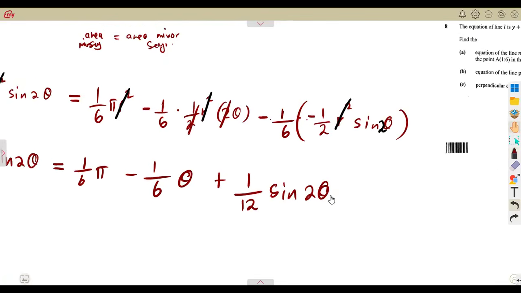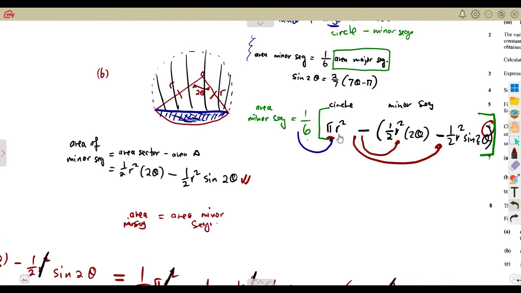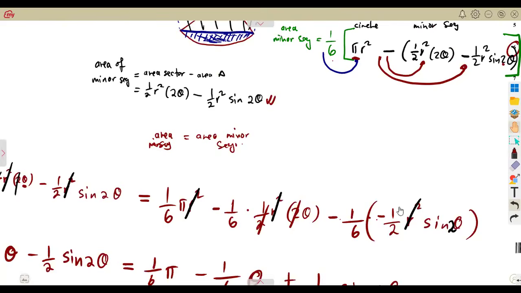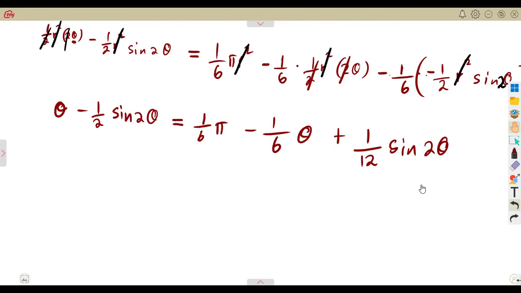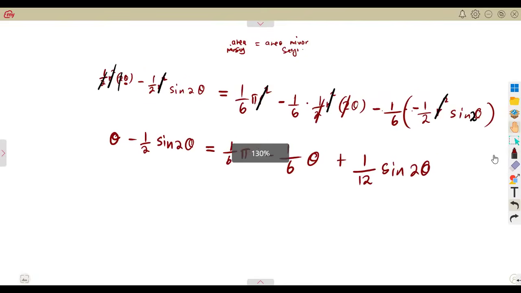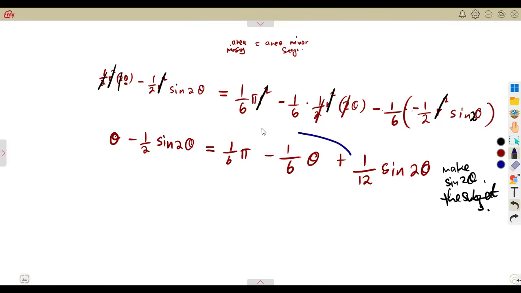The answer was written in terms of sine 2 theta. So we just have to make sine 2 theta the subject. So can we make sine 2 theta the subject? That is the question, because that answer there, sine 2 theta, is the subject. So make sine 2 theta the subject. That is what we can see, because we have got the answer. So you also have to relate from the answer. All right, so let's take the part of sine 2 theta to one side of the equation. This will be a negative there.